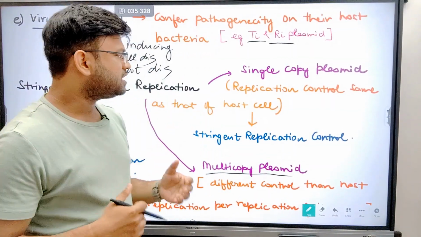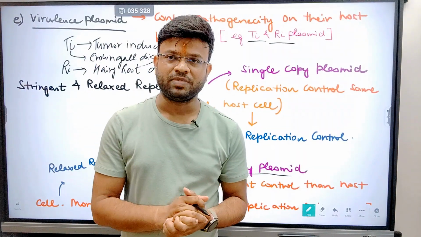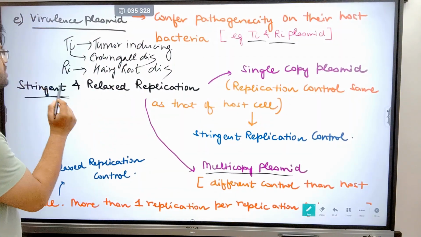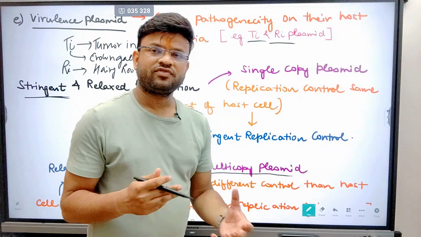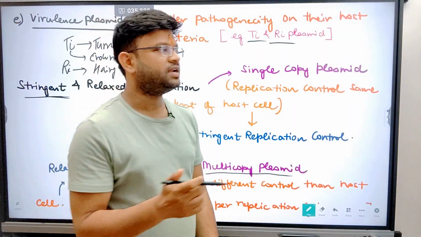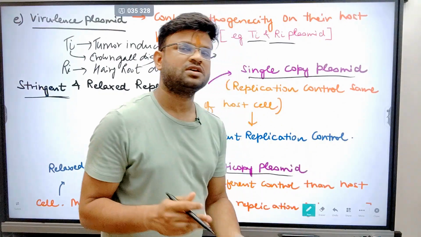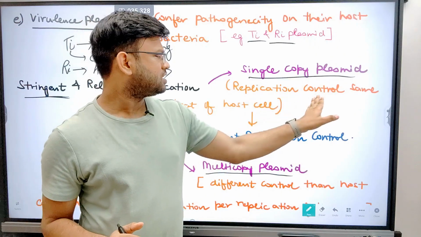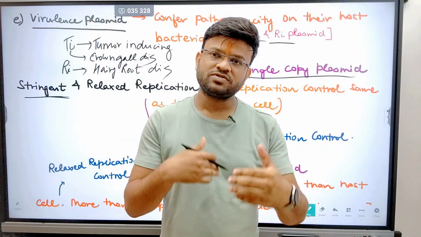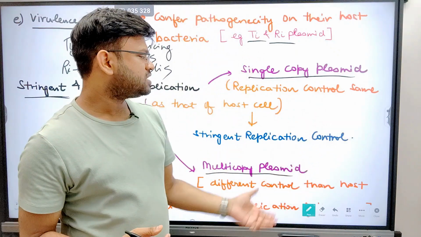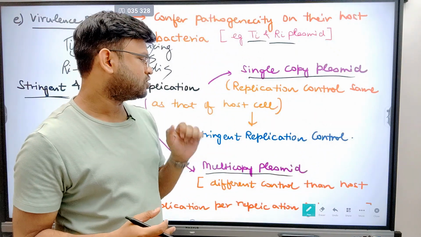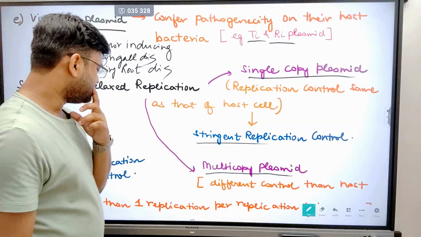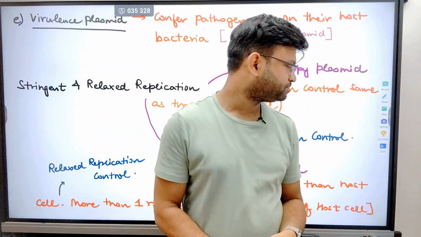But if the replication of the plasmid is only dependent upon the replication of the bacteria, this is called stringent replication. If the plasmid divides only when the bacteria divides, it is called a single copy plasmid. That means only one copy will be present per bacteria. So for a single copy plasmid, replication control is the same as that of the host cell, because only when the host cell is divides does the plasmid divide. It is also called stringent replication, and this is called relaxed replication. I believe you would have understood this particular concept.